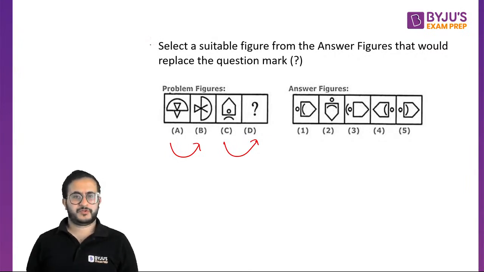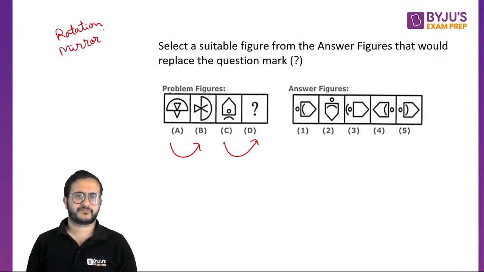So the first thing that we see from A to B is, so there are a few things, right? One thing is rotation, and then you have the mirror or water image, and then apart from that, there is shifting. These are the things that you need to keep in mind.